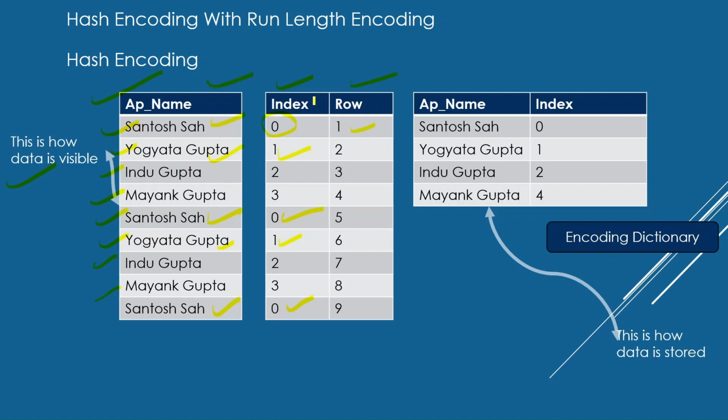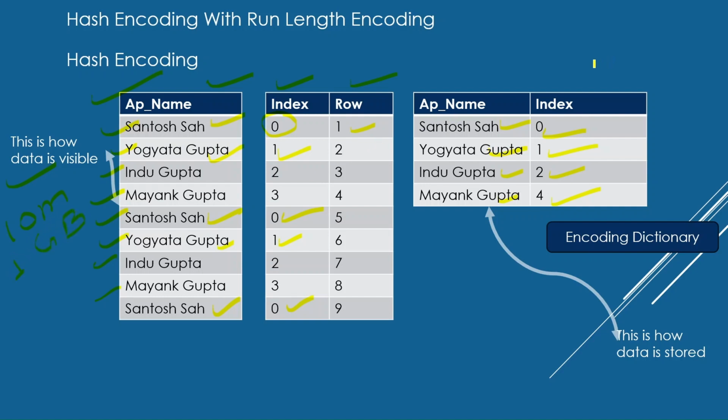Once this intermediate table gets created, the data is stored in the form of this. Santosh, what is the index value? 0. Yogita Gupta, what is the index value? This is 1. Indu Gupta, what is the index value? It is 2. Mayank Gupta, what is the index value? It is 4. So suppose this table has 10 million records and it takes 1 GB of space.